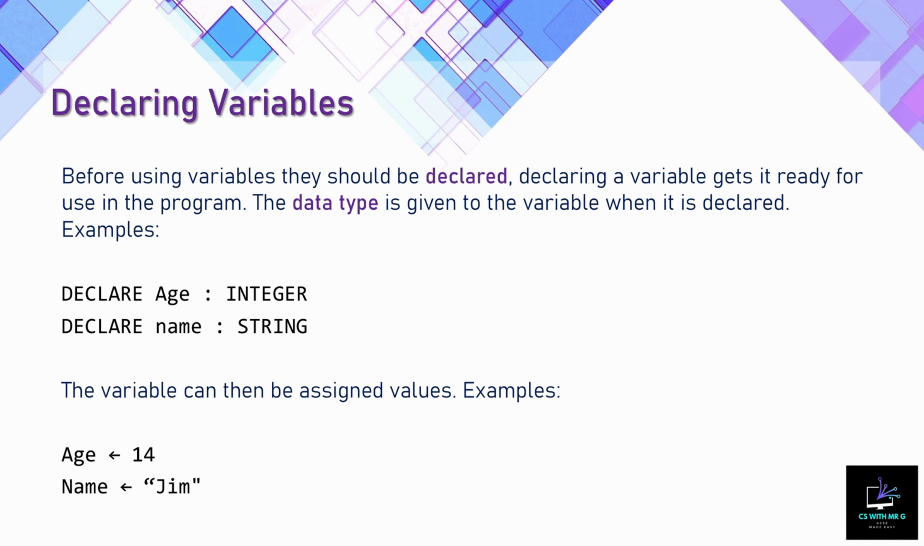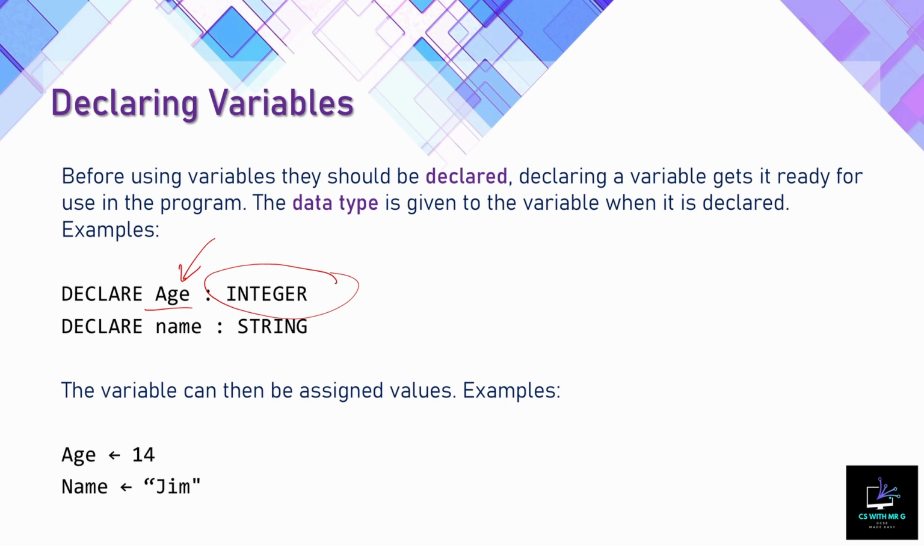But the term declaring just means that we create it and we get it ready to be used within the program. So when we declare a variable, we need to give it a name, and we also need to declare what type of data type is going to be used. So for example, here I've declared a variable called age, and inside this variable, it's going to store the data type of integer. So within my program, I'm going to come back and use the variable age and store some kind of number inside of it.